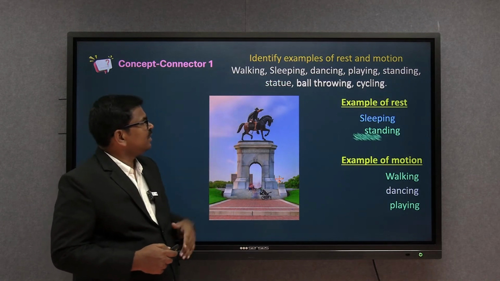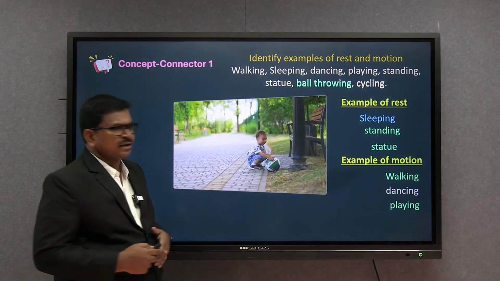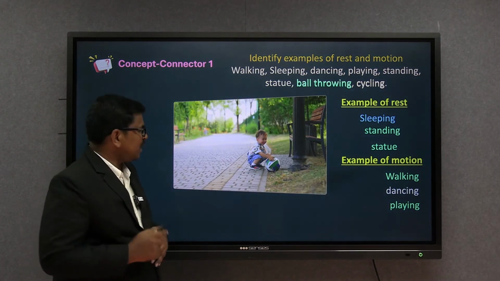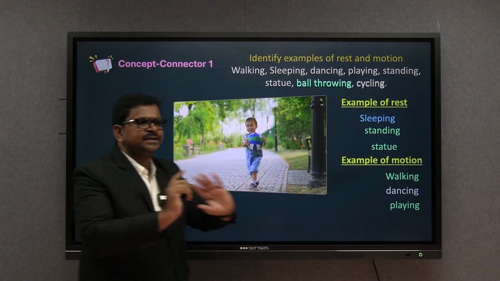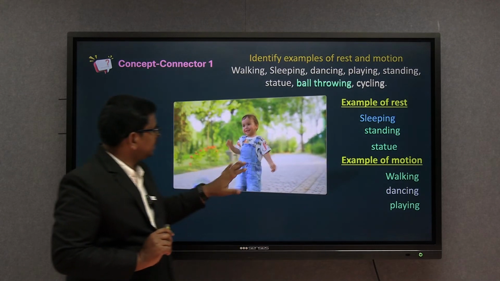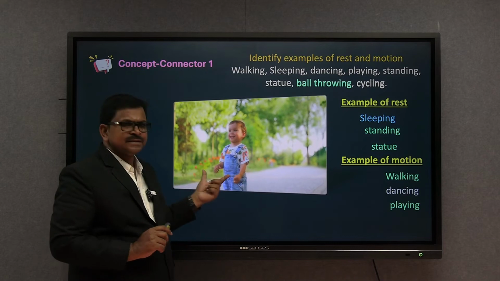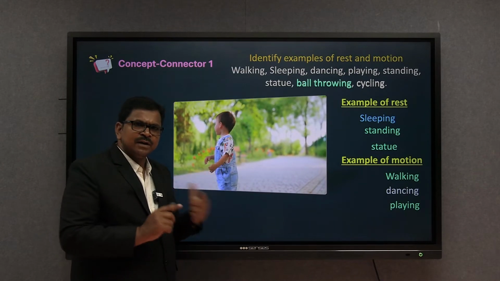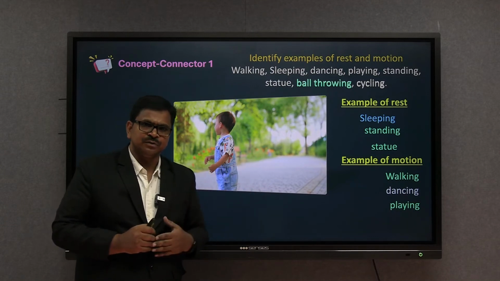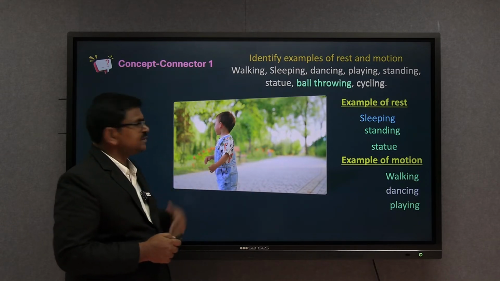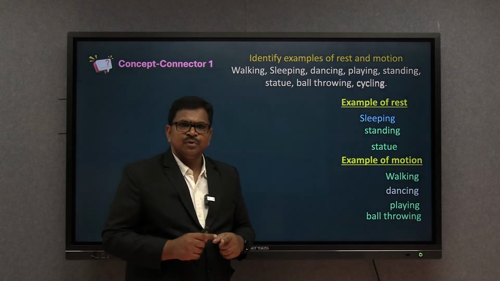Now coming to the next activity, ball throwing. Let us consider a toddler here. If you want to throw a ball, you must take the ball and you must move it like this, right? You can see here in this short video. The bowler, the person who is throwing the ball, as well as the ball, both are in motion. They both are changing position. So ball throwing comes under motion.